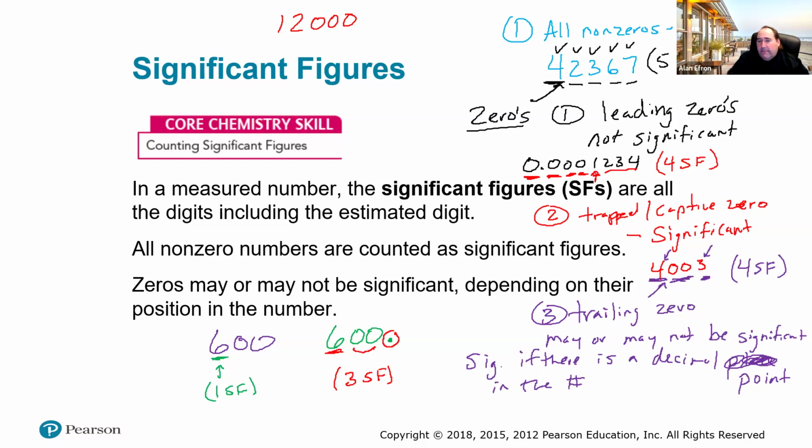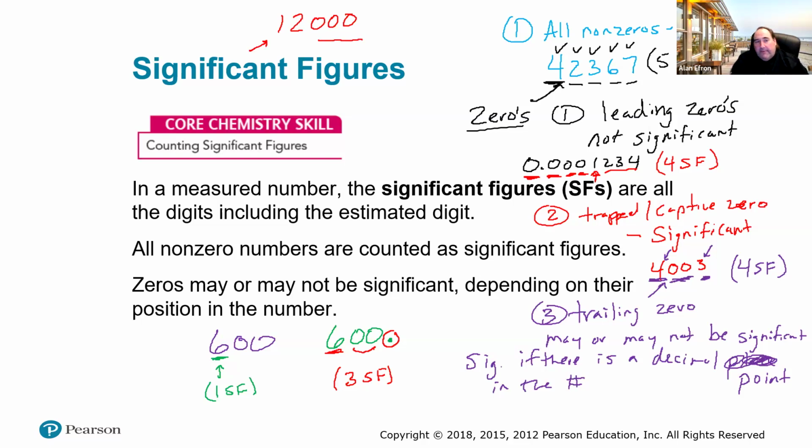Two. I like it. Two would be right. Once again, all these zeros at the end would not be significant in this case because there is no decimal point actually written in the number. The one and the two would be our significant figures in this case. Once again, counting from here.